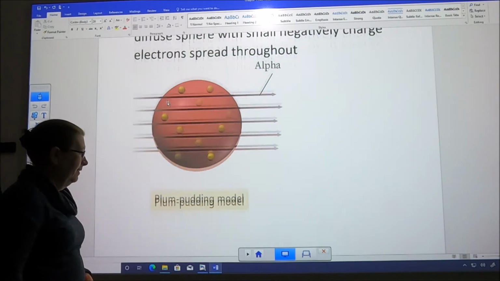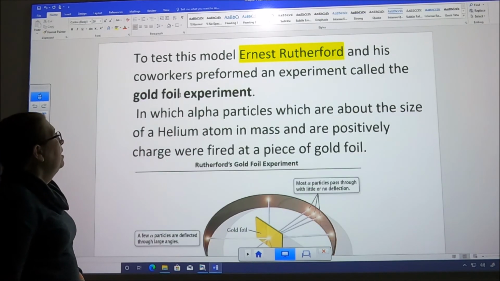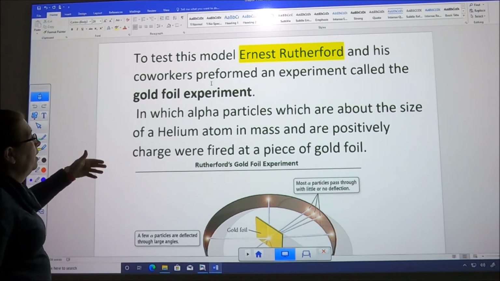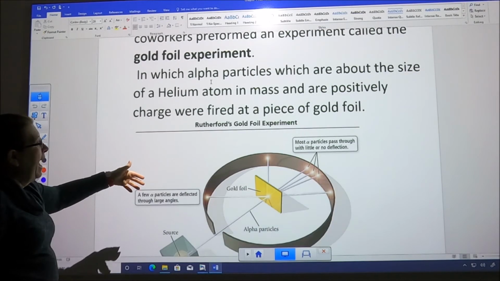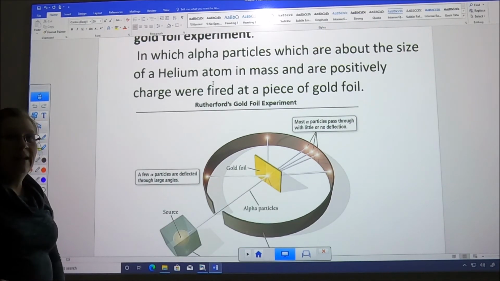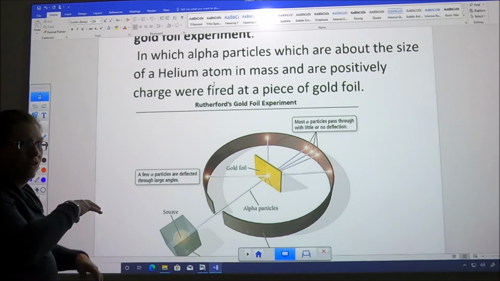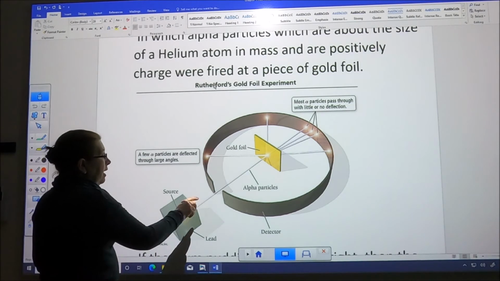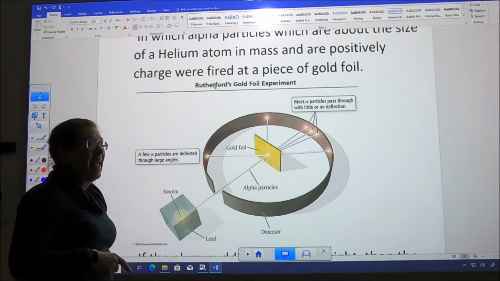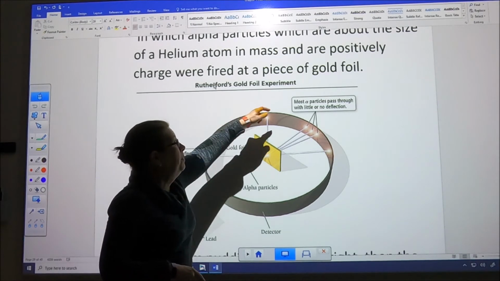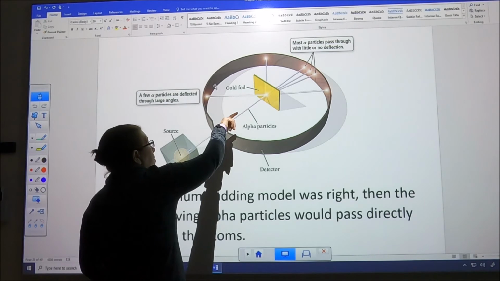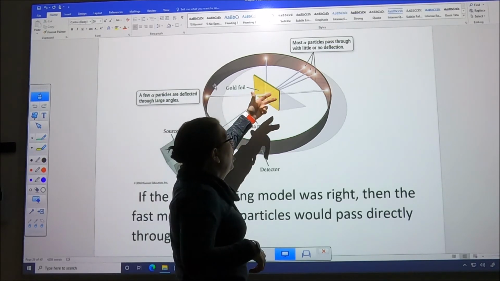So scroll up. To test this model, his friend Ernest Rutherford and his co-workers performed what's called the gold foil experiment. And they're going to shoot alpha particles at a piece of gold foil. I mean, if you sneeze, this gold foil is going to just float off into nothingness. So he has an alpha source, okay? And there's this detector, which in the day that Rutherford was doing this was a big piece of photographic film wrapped around here. He shot his alpha particles through, and they expected them all to go straight through.